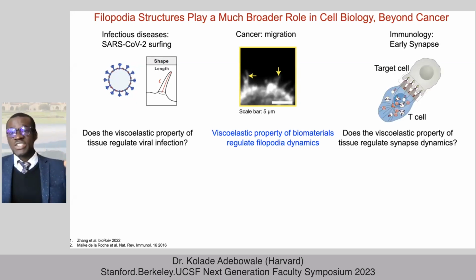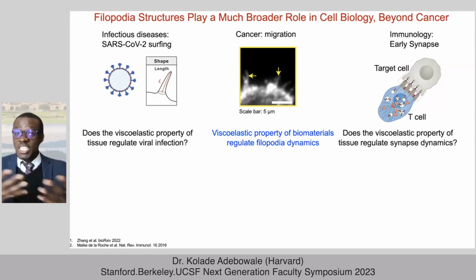Furthermore, when a T cell forms an immunological synapse with a target cancer cell, these filopodia protrusions are also involved in the very early stages of this process. So this raises a question: does this viscoelastic property also regulate immunological synapse dynamics? Really the point of this slide is to highlight that perhaps our understanding of physics can allow us to probe much more deeply and also broadly into biology, and that these humble filopodia structures play a much broader role in cell biology beyond cancer.